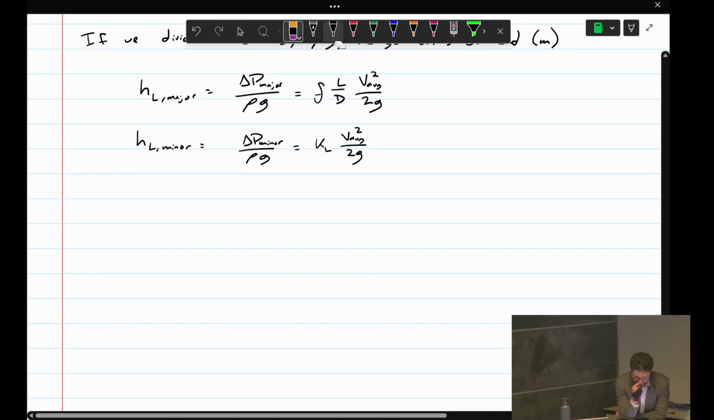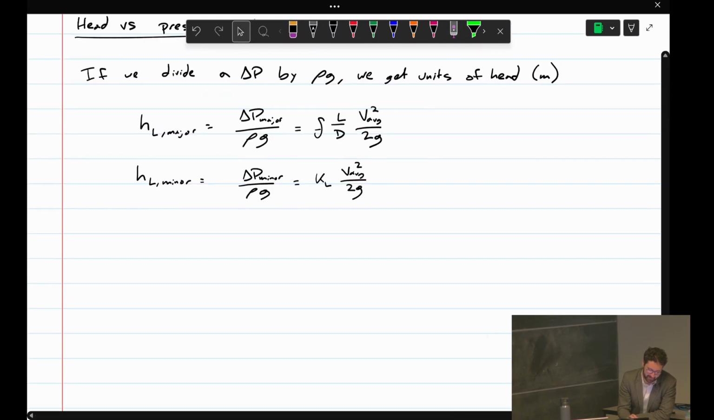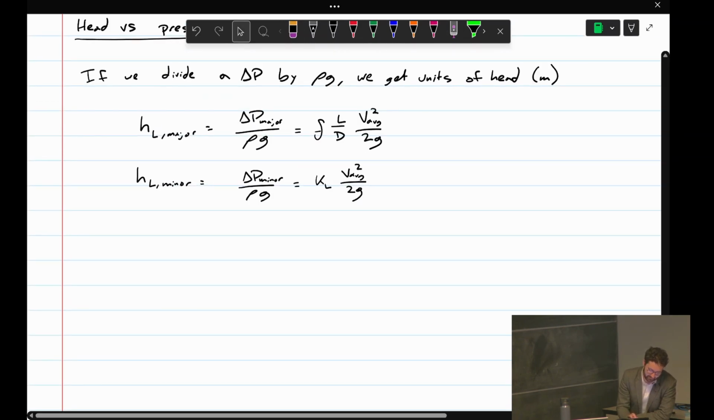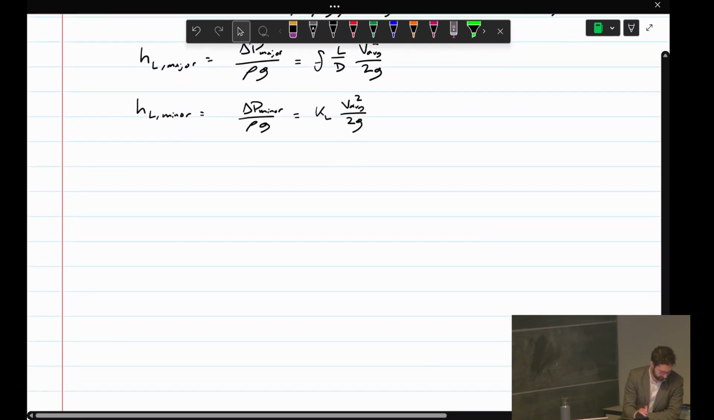Sorry, before I move on, are there any more questions about the head form versus the pressure form? You'll notice in the head loss form, if I asked you to calculate the head loss for a valve, you don't need to know the density of the fluid anymore. All you need to know is the velocity of flow through the valve. Because remember, this delta P minor, if I ask you to calculate the pressure loss for the valve, that's where you need density. Any questions?